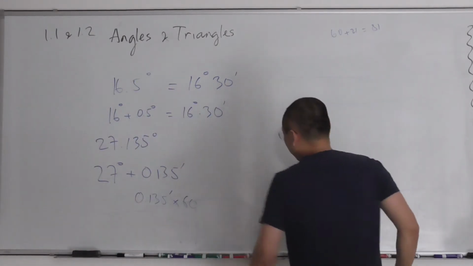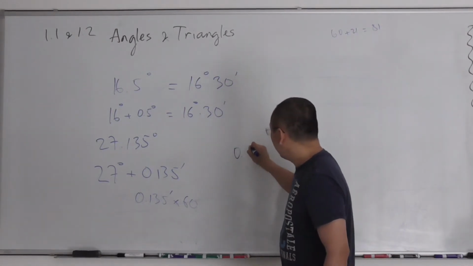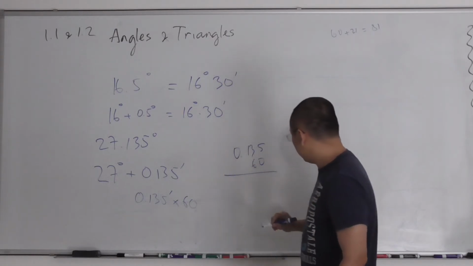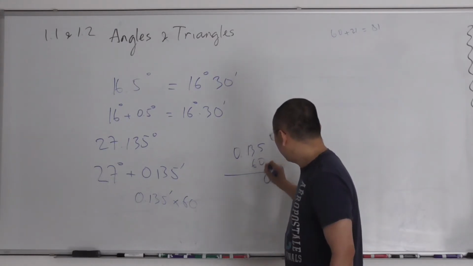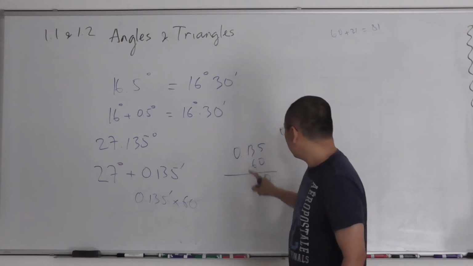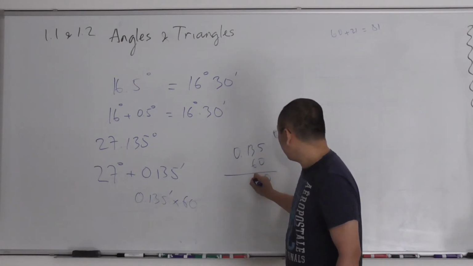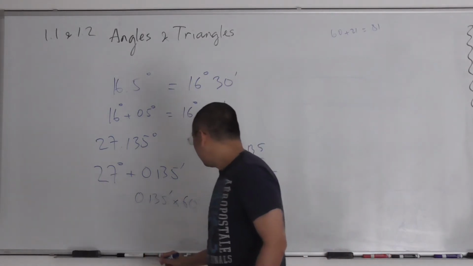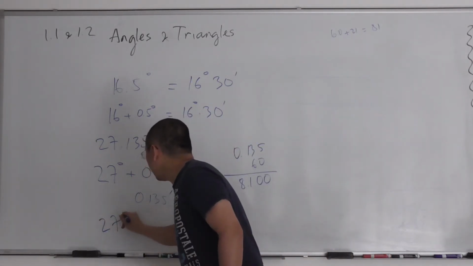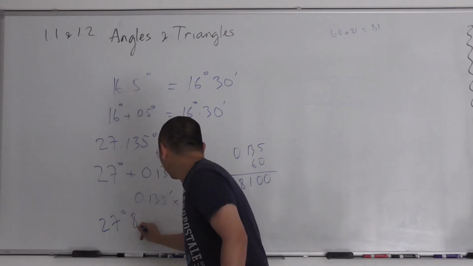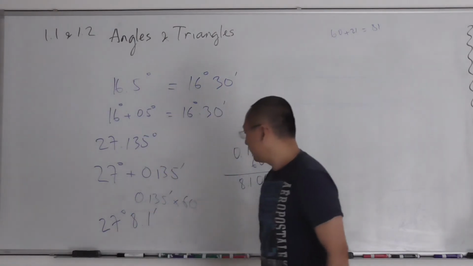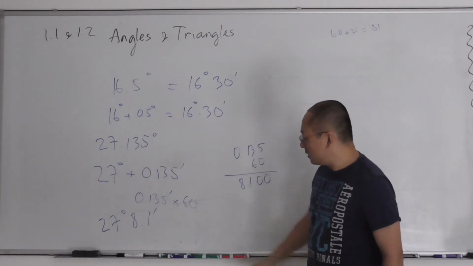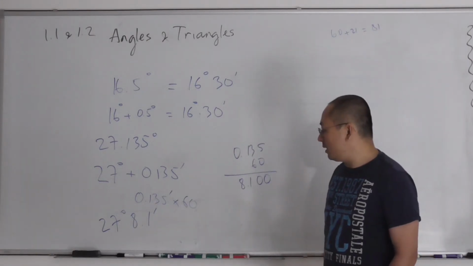Let me get the calculator. I can calculate it right here. 0.135 times 60 is 8.1. Alright, so this is 27 degrees and 8.1 minutes. And we don't want to see the decimal on the minutes. Obviously, we can convert that 0.1 minute into seconds.